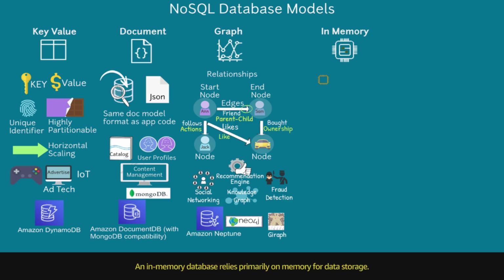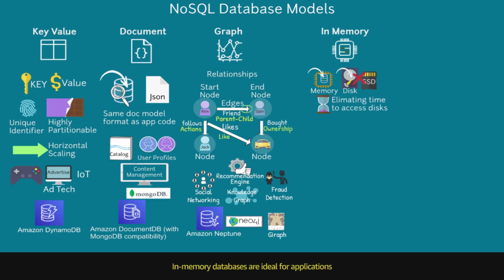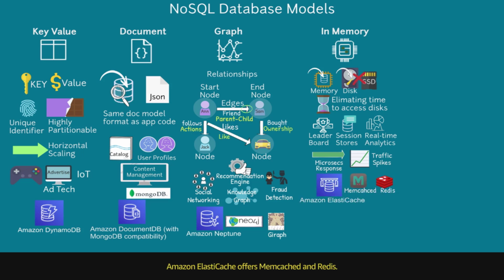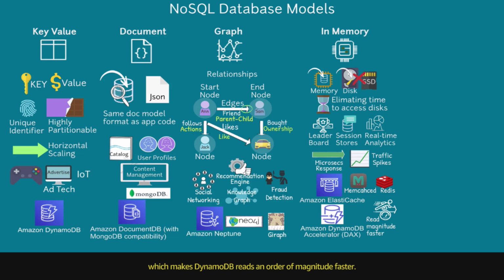In-memory. An in-memory database relies primarily on memory for data storage, in contrast to databases that store data on disk or SSDs. They are designed to attain minimal response time by eliminating the need to access disks. In-memory databases are ideal for applications such as gaming leaderboards, session stores, and real-time analytics. These applications require microsecond response times and can have large spikes in traffic coming at any time. Amazon ElastiCache offers Memcached and Redis. Amazon DynamoDB Accelerator, DAX, is another example, which makes DynamoDB reads an order of magnitude faster.